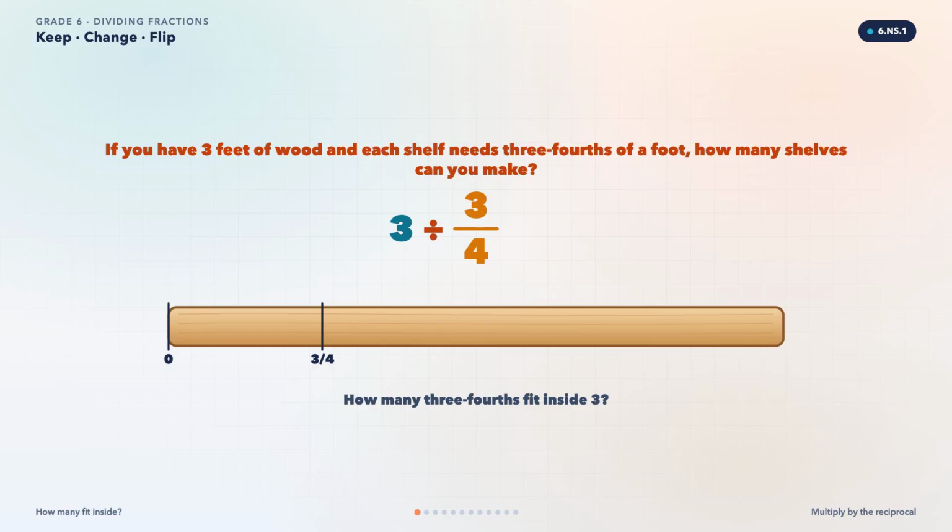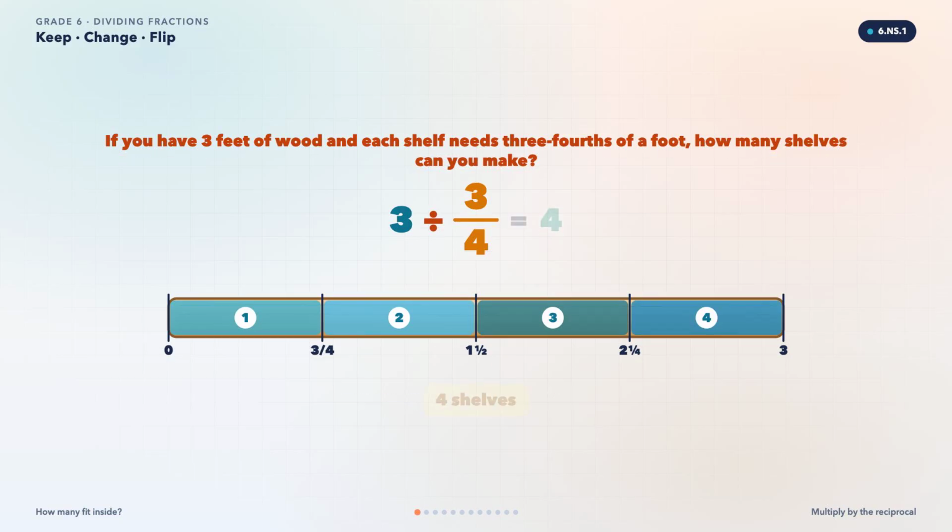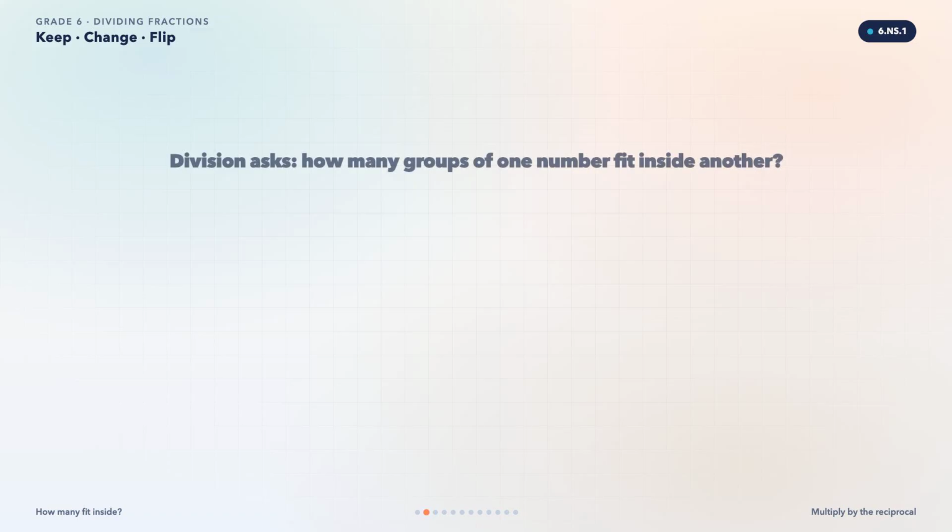Watch the board. We mark every 3/4 of a foot. 3/4, 1 and 1/2, 2 and 1/4, and 3. Count the pieces. 1, 2, 3, 4 equal shelves. So 3 divided by 3/4 equals 4. Division always asks the same question. How many groups of one number fit inside another number?